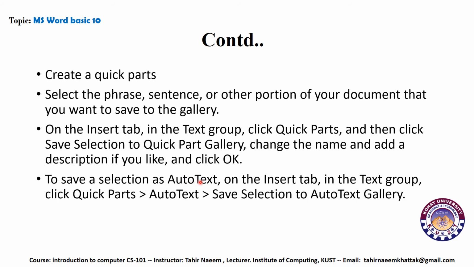So basically, if you want to save some words which may be completed automatically, then we will go to the Insert tab. From the Insert tab we will go to the Text group, and here we will click on Quick Parts. After clicking Quick Parts, the AutoText option appears. Here there will be another option, Save Selection to AutoText Gallery, and the text which we have selected will be saved to the AutoText gallery.